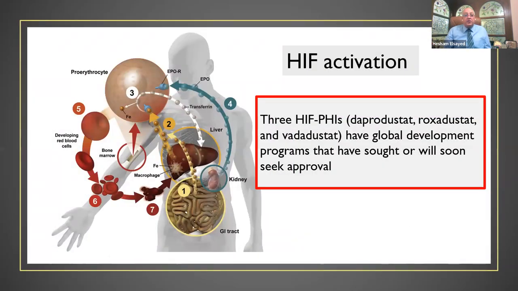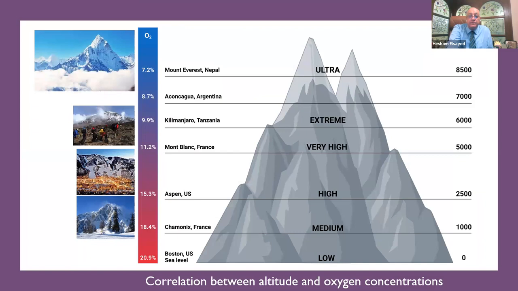Coming to the third part of my talk, what is hypoxia-inducible factor activation? Three hypoxia-inducible factor drugs, daprodustat, roxadustat, and vadadustat, have global development programs that have sought or will soon seek approval. How does it work? Let us imagine where we are.